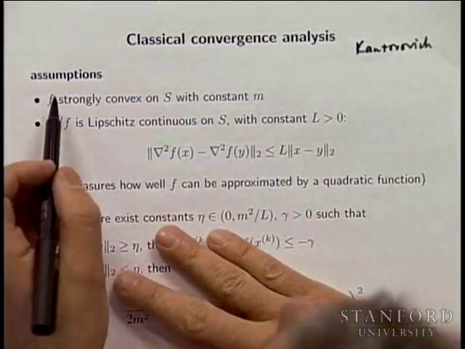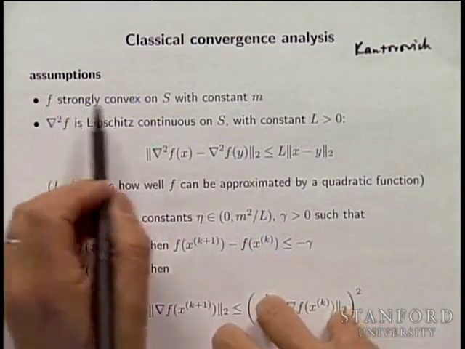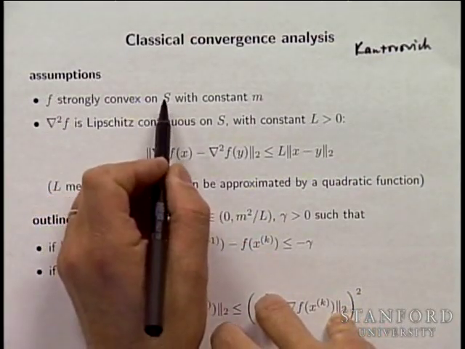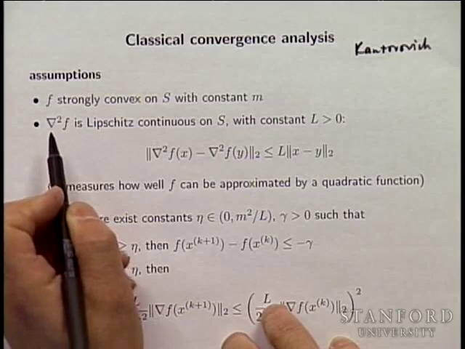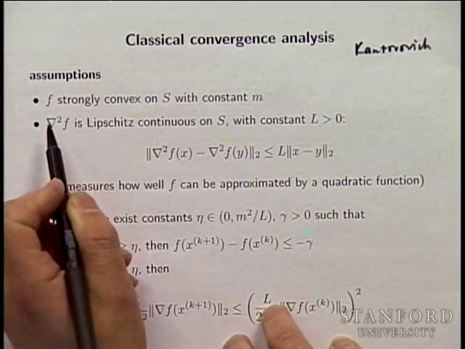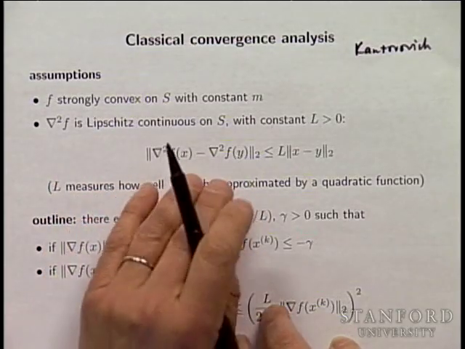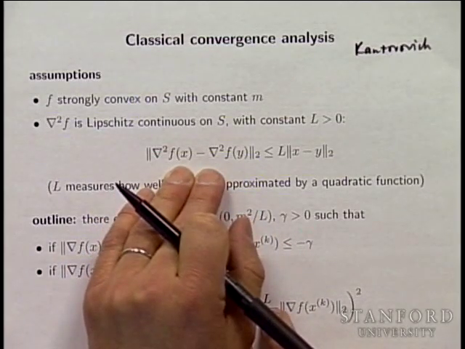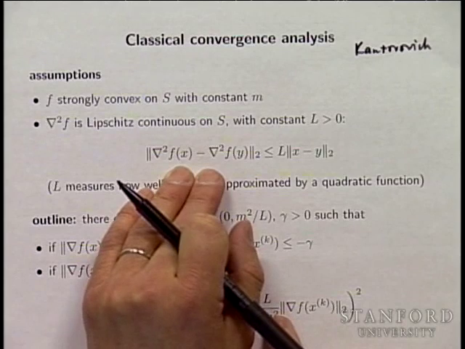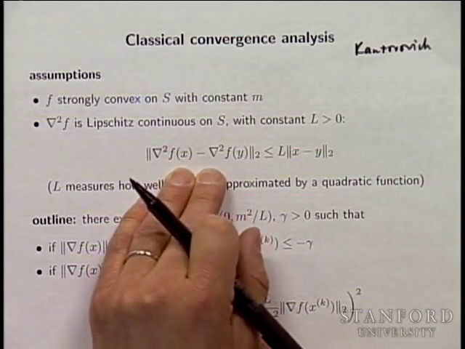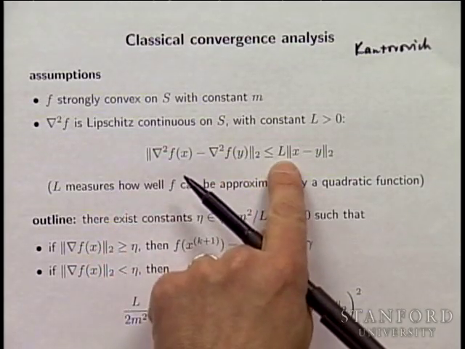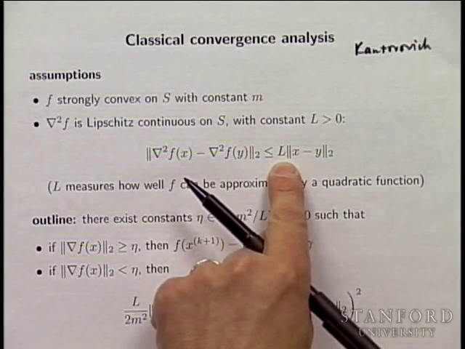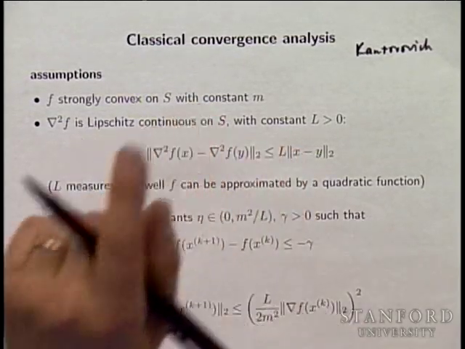Anyway, okay. So here are the assumptions. We'll make F strongly convex on S with constant m, and the Hessian is going to be Lipschitz continuous. Now, by the way, this is essentially a constraint on the third derivative of F, right? Because it's basically saying how fast can the second derivative change. You can interpret L as a limit on the third derivative of F. Now, let me tell you why we don't do it that way.